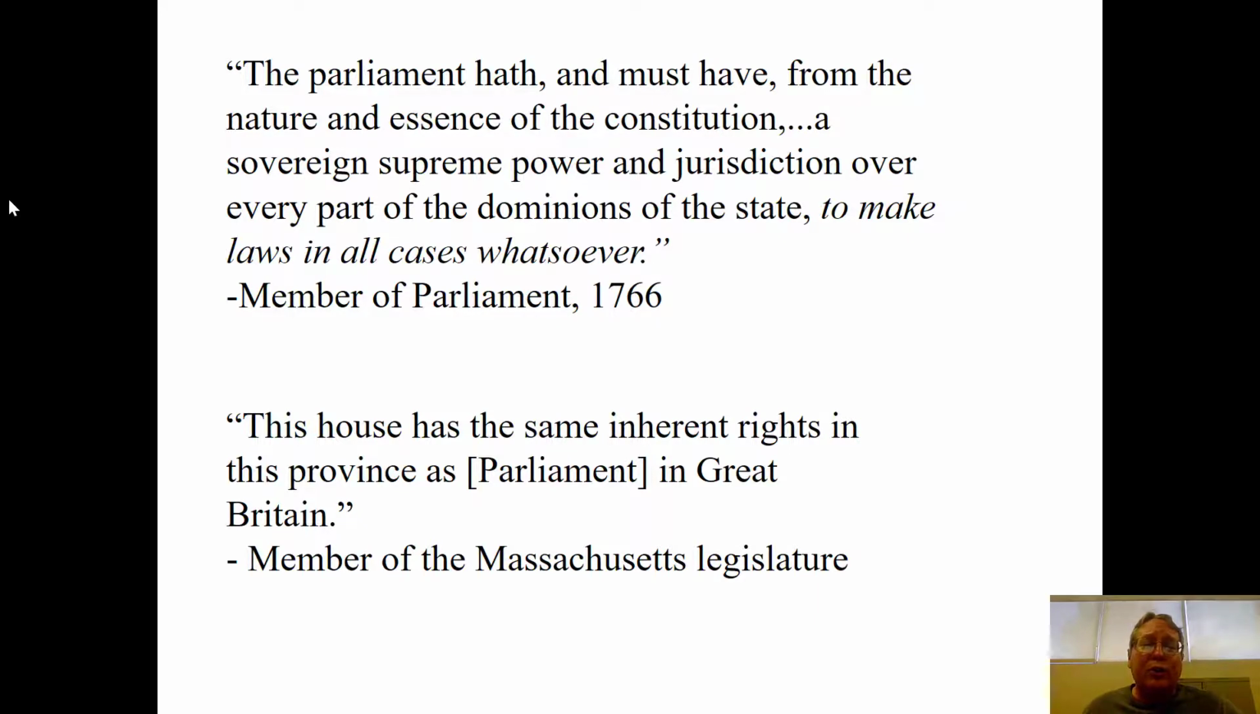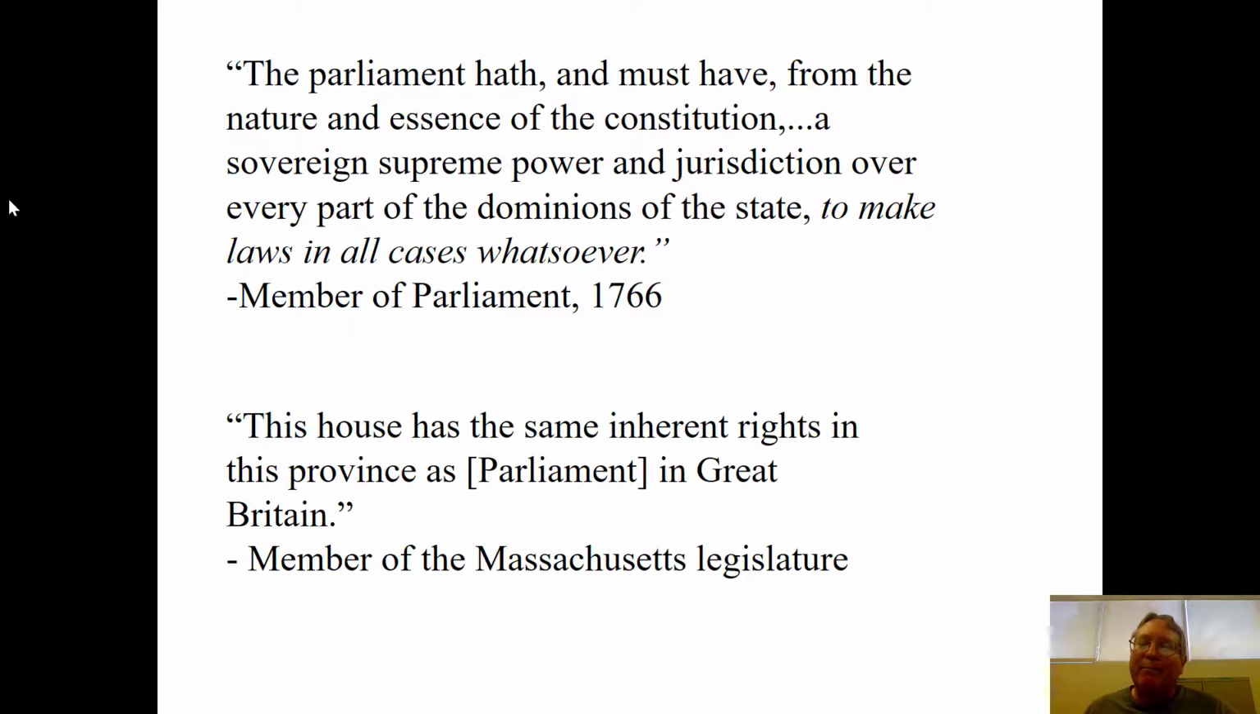But a member of the Massachusetts Colonial Assembly also has a point. And his point was that this House, the Massachusetts legislature, has the same inherent rights here in Massachusetts that Parliament has in Great Britain. What he's trying to say is, look, since the beginnings of this colony, this legislature has made laws for this colony. And we've been the one passing direct taxes for this colony. People pay this legislature because they're represented in it. We are not represented in Parliament. We are not represented in the British government. There are two distinct levels of government here.